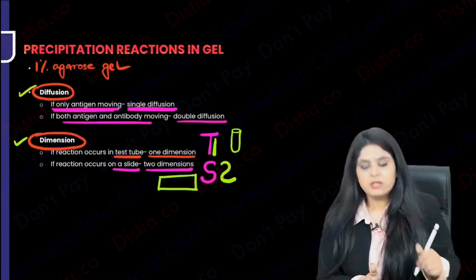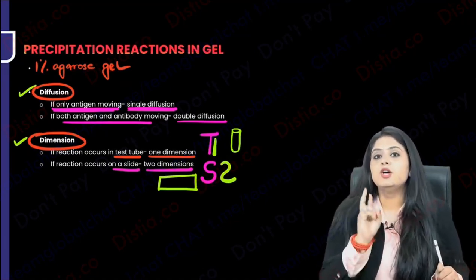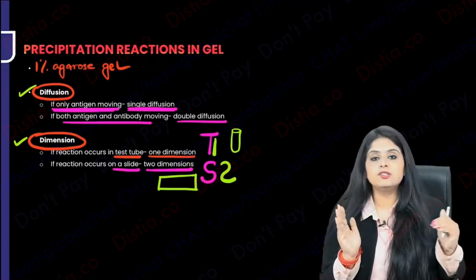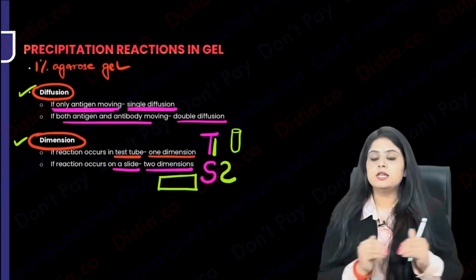Let's do a very quick recap. Test tube means which dimension? 1 dimension. Slide means 2 dimensions. If only the antigen is diffusing, single diffusion. If antigen and antibody both are diffusing, double diffusion.